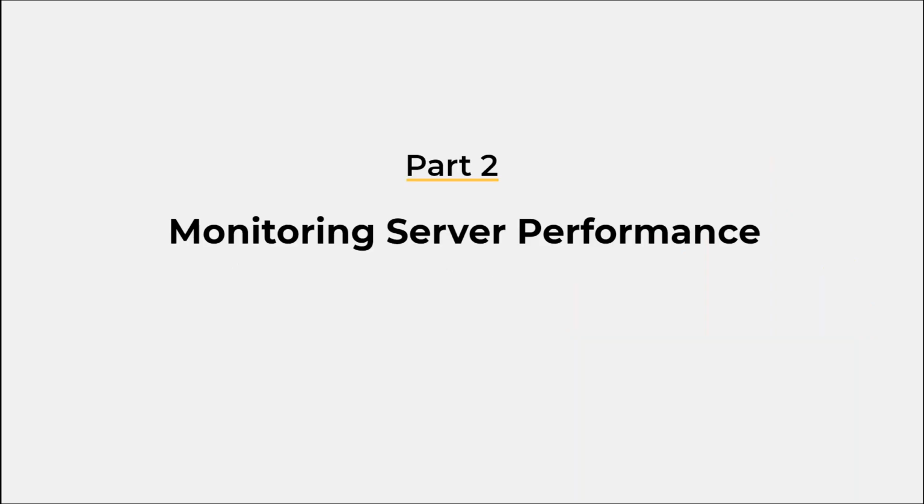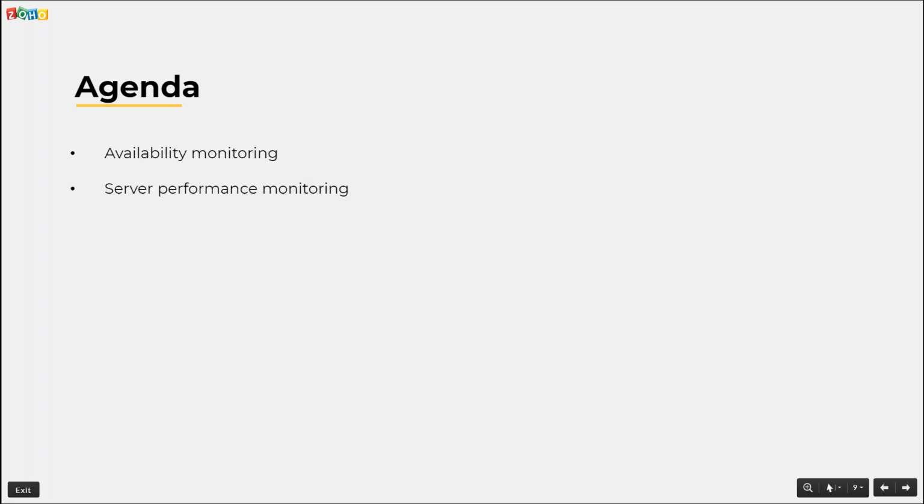So let us start today's session on monitoring server performance. Let me quickly brief you on the agenda, the key parameters which we'll be seeing today. The first one is availability monitoring. It is important that we monitor the availability of devices, which is a very critical component when it comes to monitoring a network infrastructure. So we'll be seeing availability monitoring in depth.